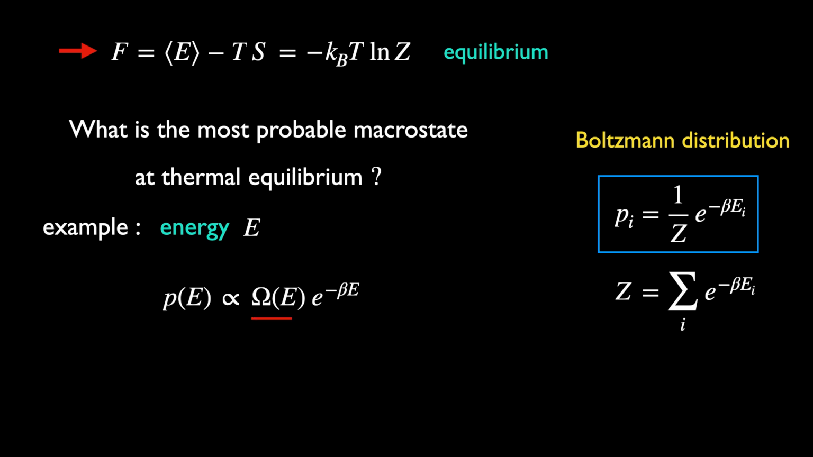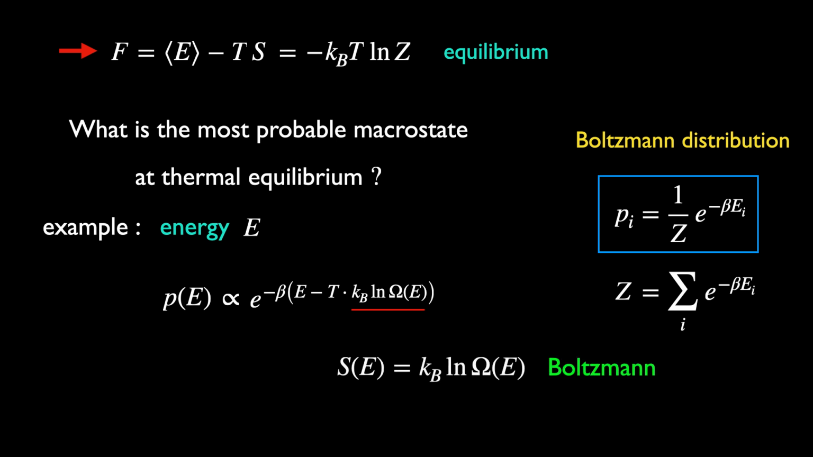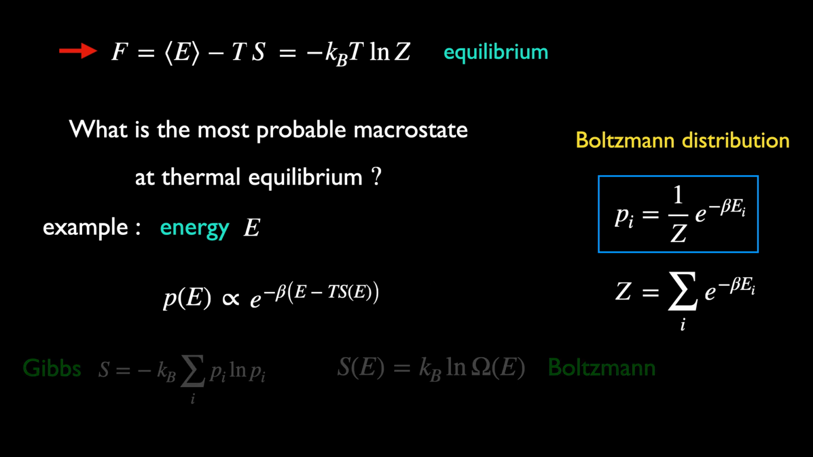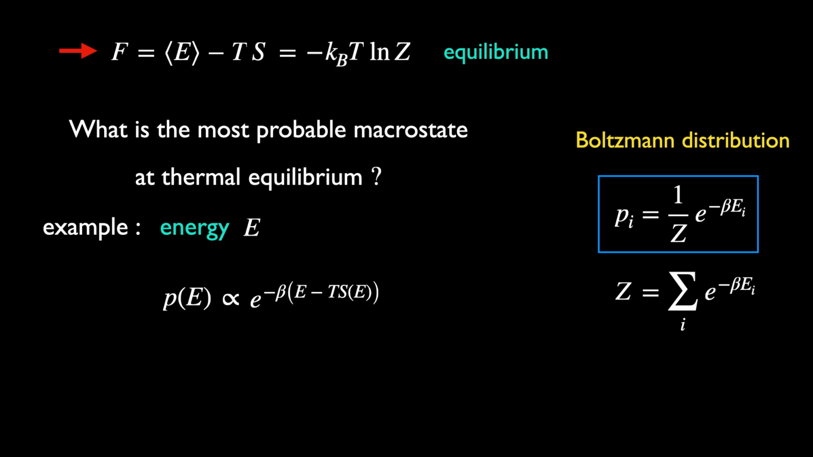Now write everything in the form of an exponential. I think you can see where we are going. This term is just the familiar Boltzmann entropy, which is a special case of the more general Gibbs entropy. It is apparent that minimizing this term in the exponent with respect to energy will give us the maximum probability and answer our question above.